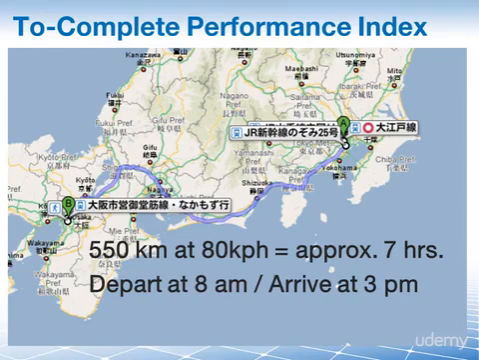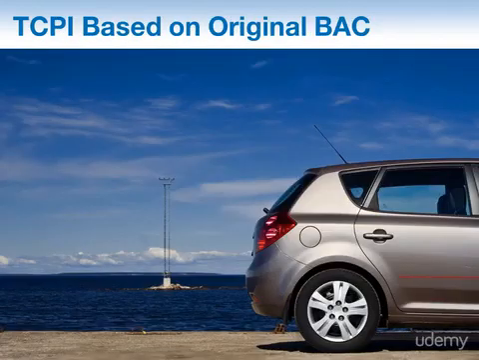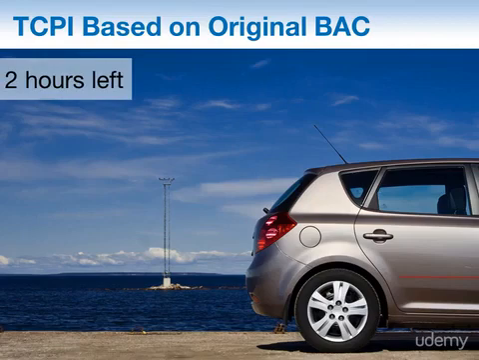Then at 1 o'clock in the afternoon, although you planned on having driven 400 Ks at this time, you check the odometer and to your disappointment it says you've only driven 300 Ks so far. Armed with this information, you can now calculate your To Complete Performance Index for this trip. Let's first assume that you still want to arrive in Osaka at 3 o'clock as originally planned. This is equivalent to aiming for your original budget at completion. So you use your original arrival time. So you only have 2 hours left to get there.